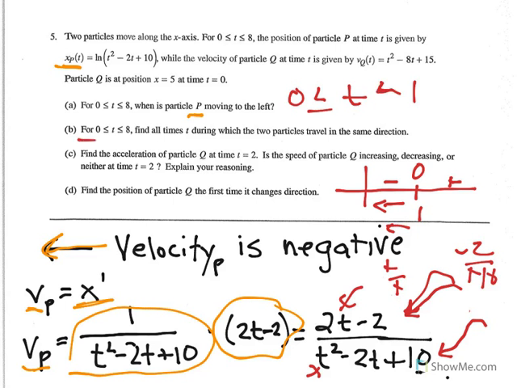Okay, the second part says for time 0 to 8, find all times when the two particles are traveling in the same direction. So I've got to check direction for the next function, for x.